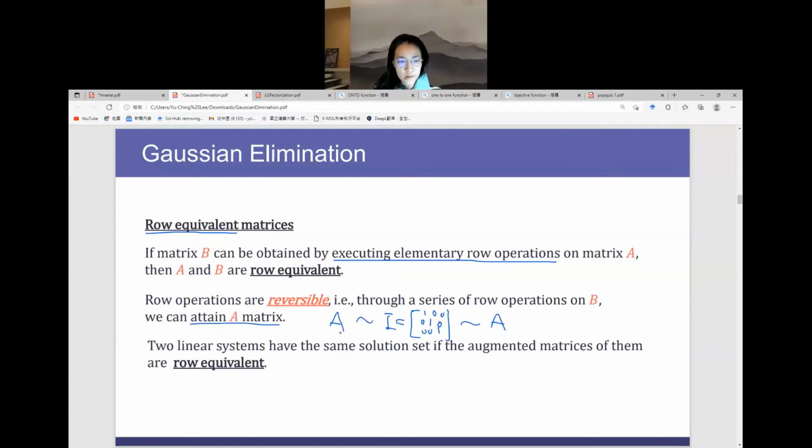This appears in the invertible matrix theorem, which says that if they are row equivalent, then A inverse exists. And the next remark says that two linear systems will have the same solution set if the augmented matrices of them are row equivalent. And this is why we can use Gaussian elimination.